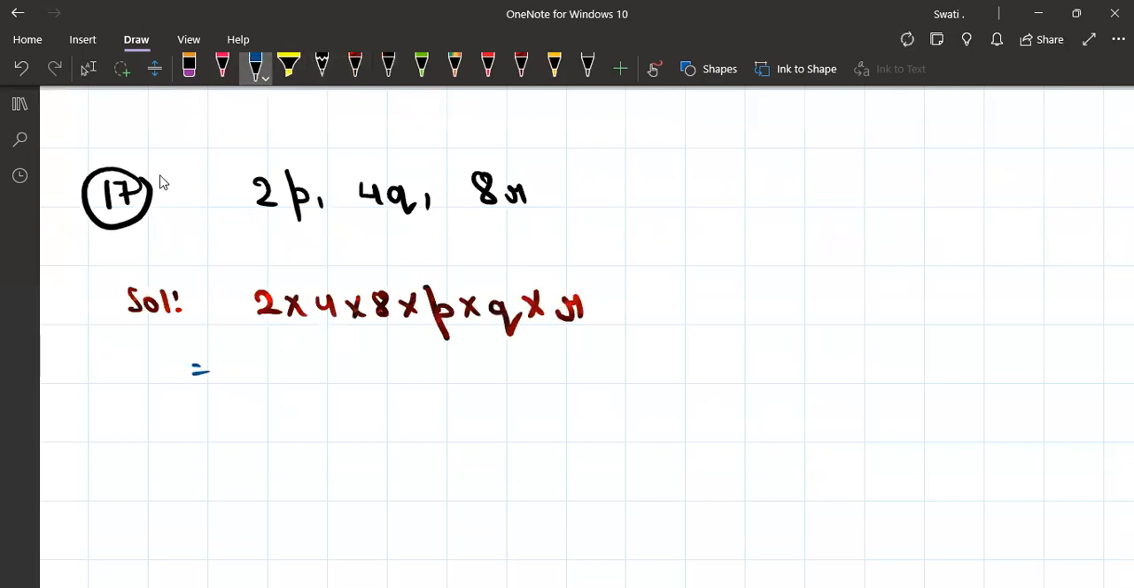You can multiply the numbers. 2 times 4 is 8, 8 times 8 is 64. But this p, q, r will be just pqr only, because we cannot multiply them together. That is the answer.